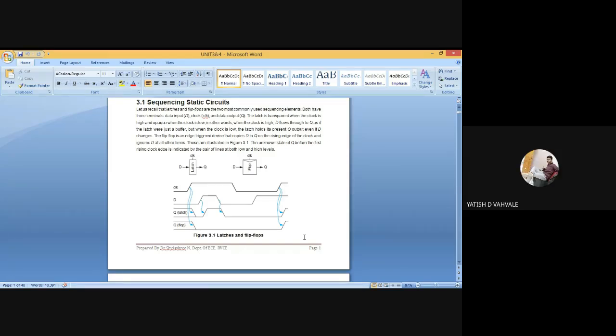Okay. But in the clock, I am not seeing the data. No. See, once you see the diagram here, okay.